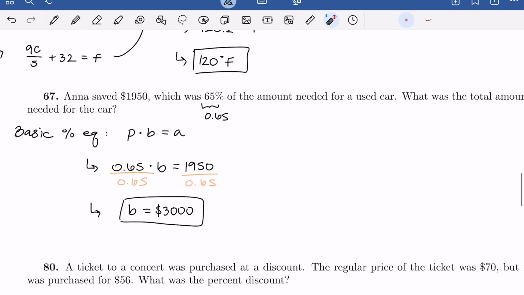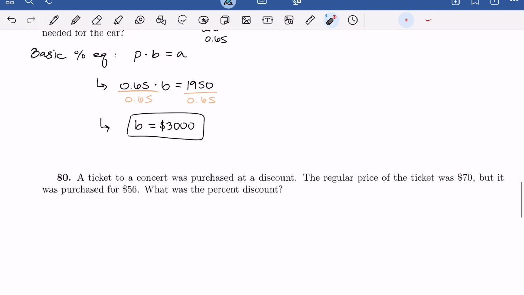All right, let's look at our last question for this section here. A ticket to a concert was purchased at a discount. Before we read the rest of this, since we're talking about a discount, that automatically tells us we're looking at a percent decrease. So just keep that in mind. The regular price of the ticket was $70, but it was purchased for $56. So what was the percent discount?